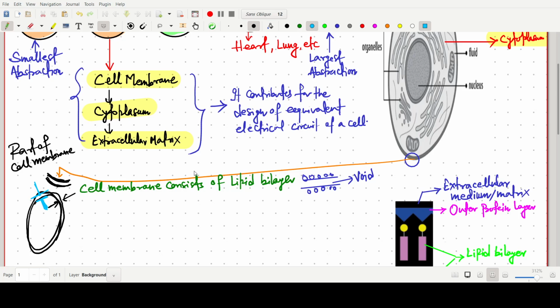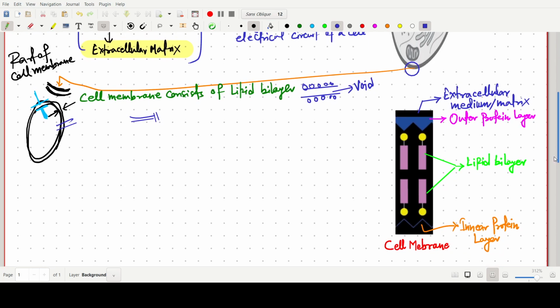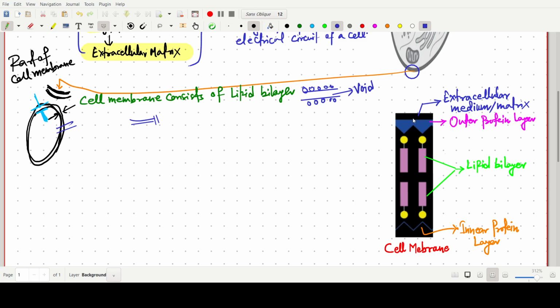But in ideal practice, the cell membrane is there like two rings, and in the ring there is some gap, some opening. This one is the ring and this one is the gap. I have drawn a picture already: the cell membrane has the extracellular matrix, then an outer protein layer, an inner protein layer, and in between the lipid layer, and there is some gap for the flow of ions.